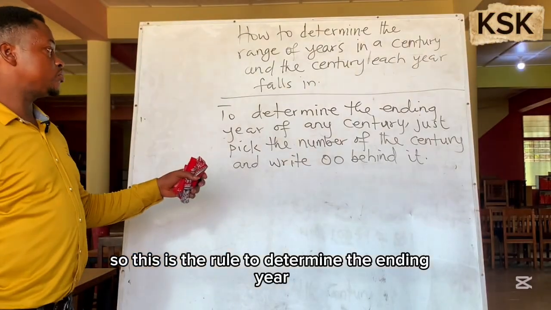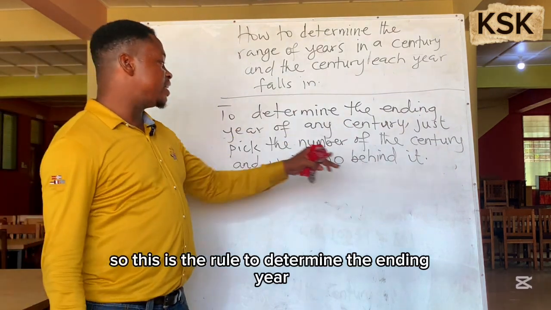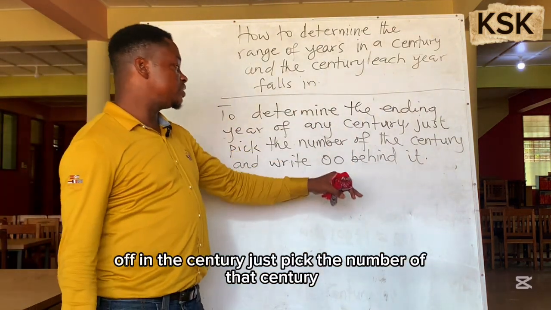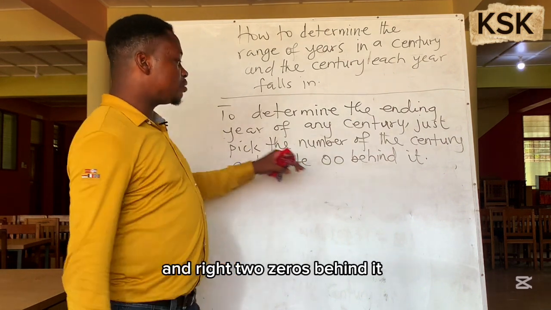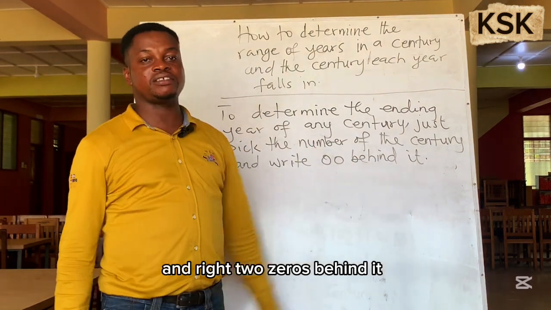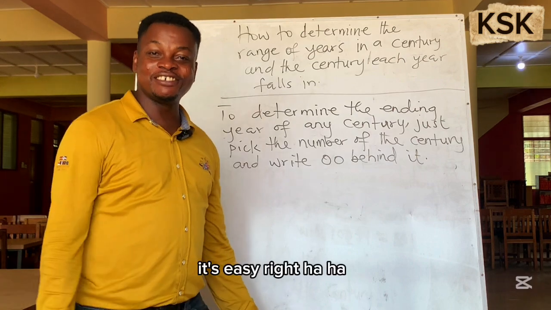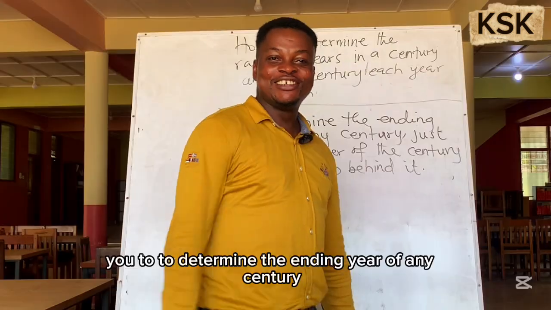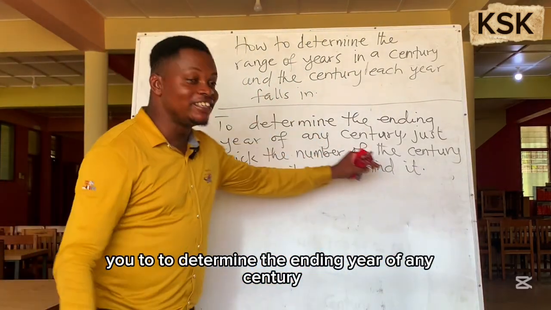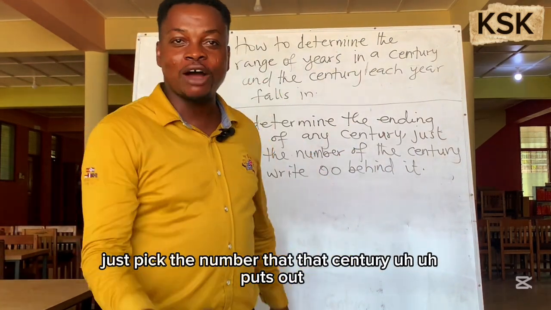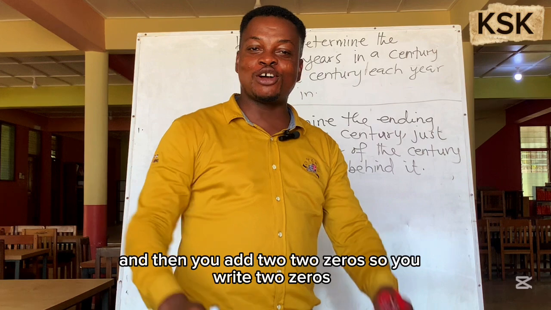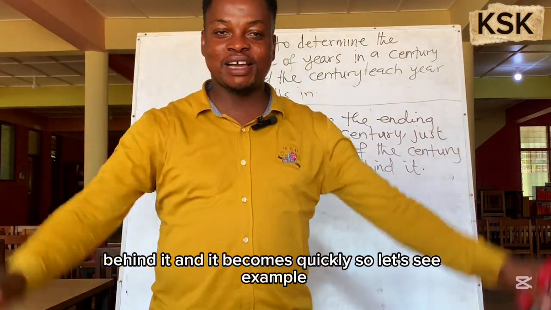So this is the rule. To determine the ending year of any century, just pick the number of that century and write 2 zeros behind it. It's easy, right? You just pick the number of the century, write 2 zeros behind it, and it becomes the ending year.